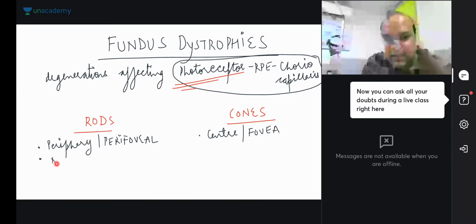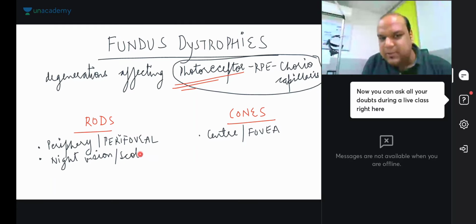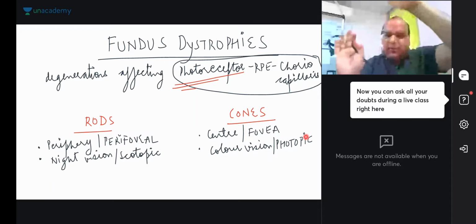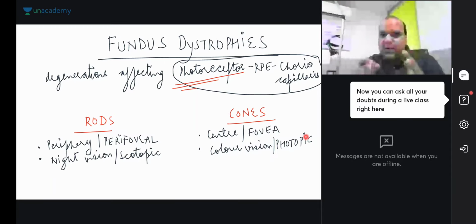So we basically call it night vision, yes? Night vision is also called scotopic vision. Cone cells, everybody knows, give us color vision. Cones are responsible for color, and color vision is also known as photopic vision. Am I clear? Those are the basics about rods and cones. Rods are located in the periphery, they give us night vision. Cones are located in the center, they give us color vision.